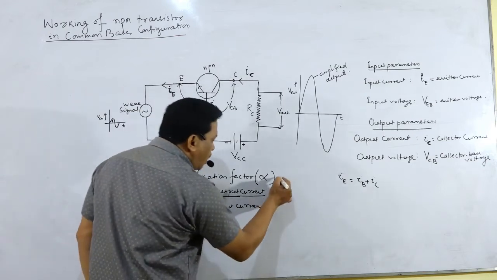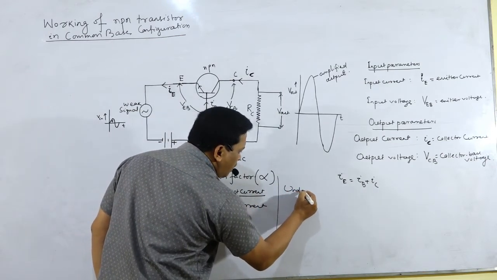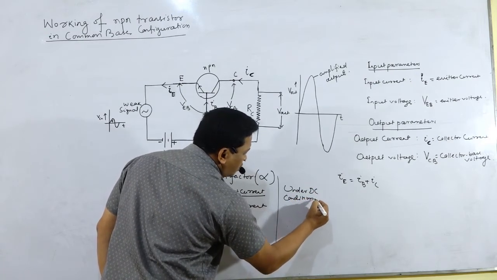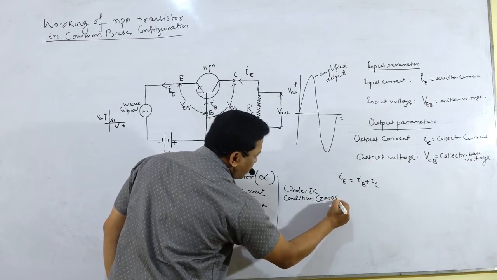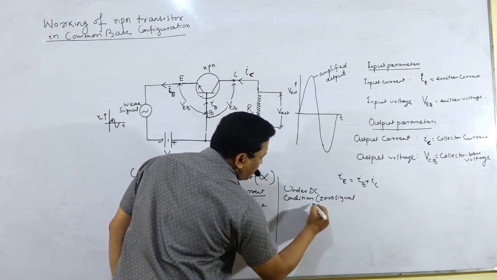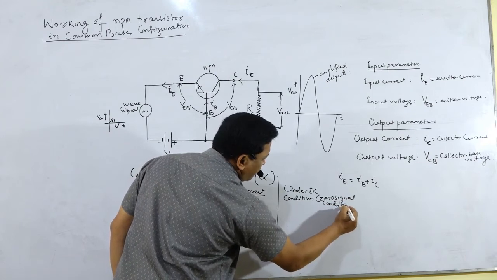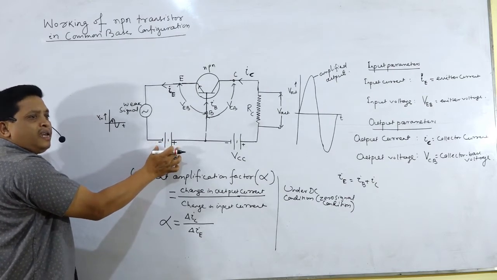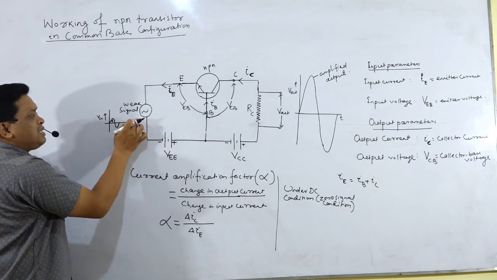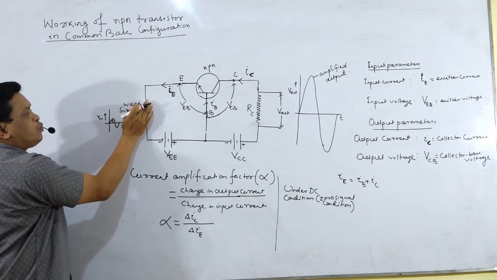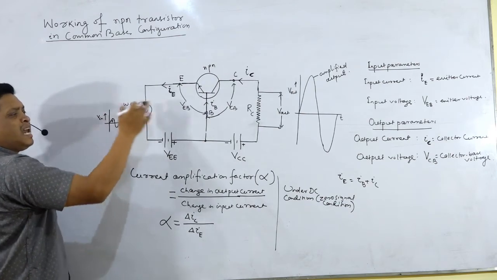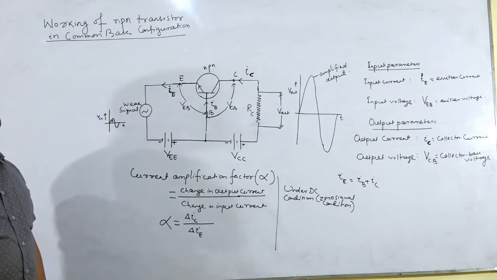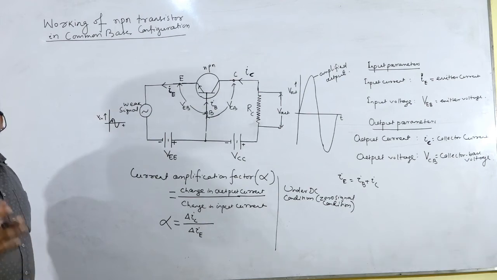Okay. So under DC condition, we also call it zero signal condition. Look here. Here there is a battery, DC. This is the DC source and the signal is an AC source. Suppose we make the signal zero, no signal is applied. That is called DC condition or zero signal condition or no signal condition.